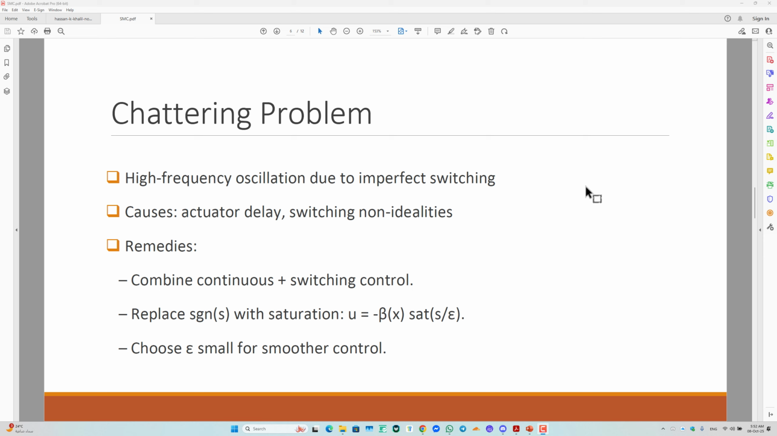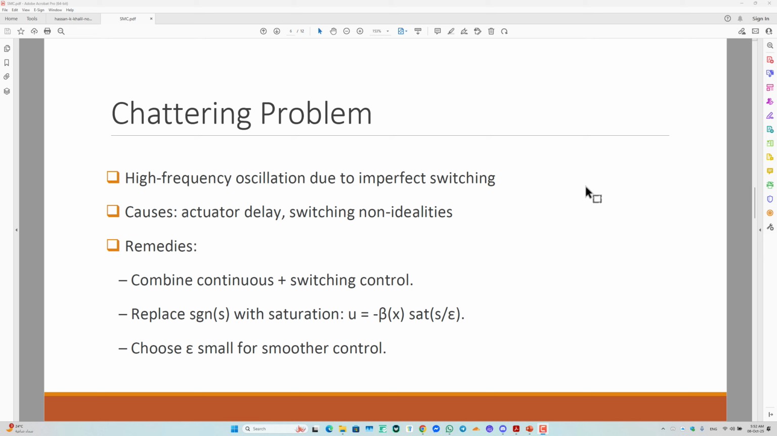In real hardware, the ideal sign switching control cannot switch infinitely fast. As a result, near s equals 0, we see high frequency oscillations called chattering, which is the main problem in sliding mode control. Chattering can cause multiple problems. First, wear or fatigue in mechanical actuators, extra power loss and heating in electrical drives, even loss of stability near the surface.